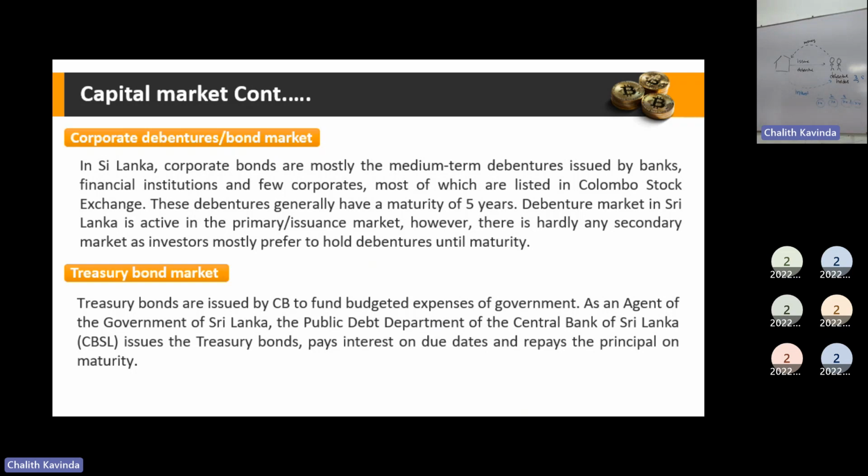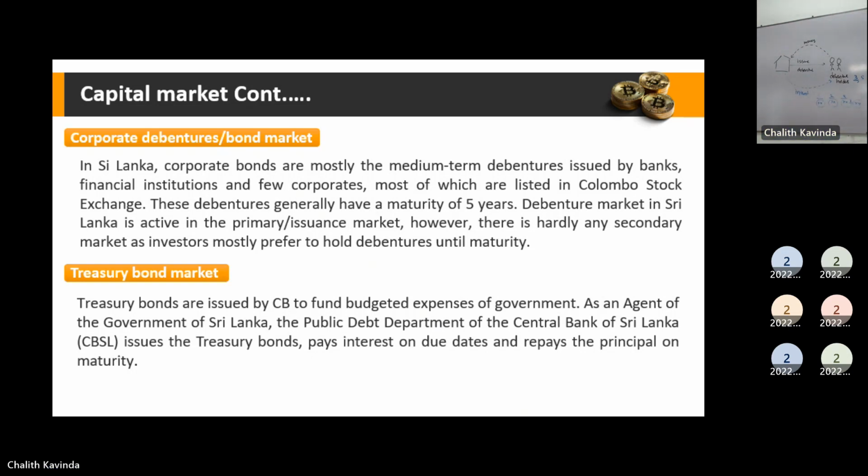Why? You don't have any risk, right? The government will pay you. If there is a bankruptcy or whatever, the government will pay you. So, the treasury bond market. Here it says treasury bonds are issued by the central bank to fund the budgeted expenses of the government. As agent of the government of Sri Lanka, the public debt department of the Central Bank of Sri Lanka issues treasury bonds, pays interest on due dates and repays the principal on maturity. So you need these characteristics very much. Why? Because in your next lesson, we are going to the valuation. So for the valuation, you need these things.